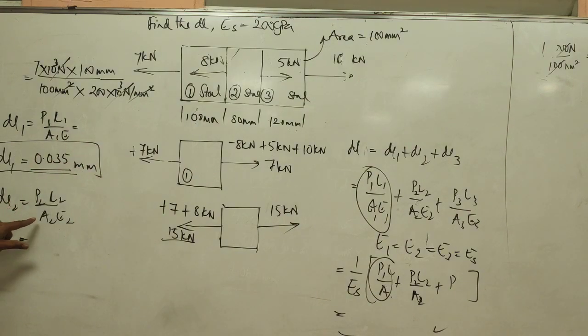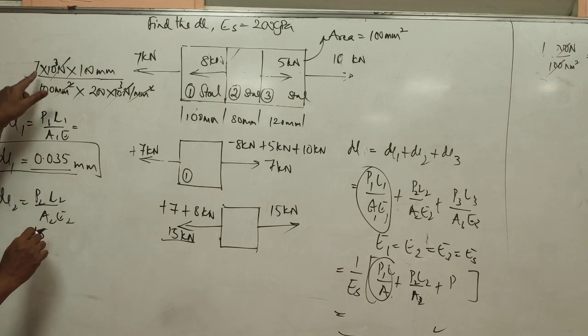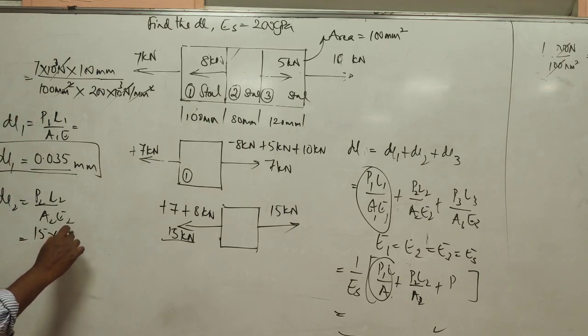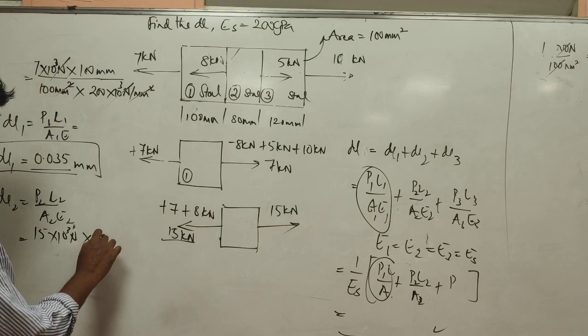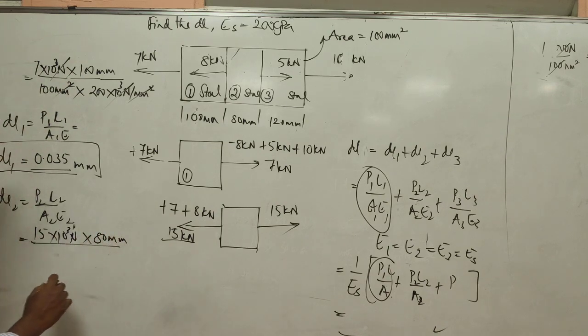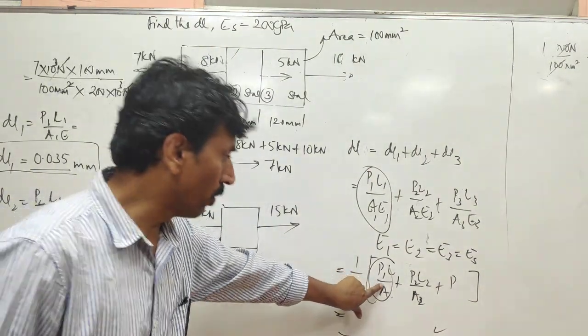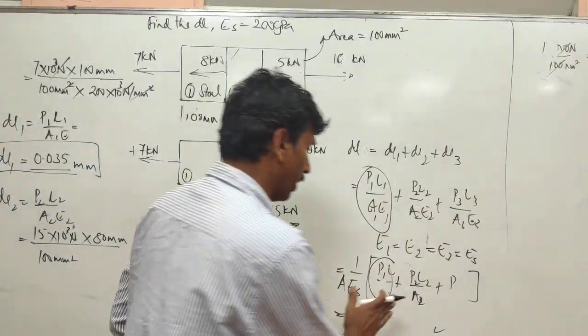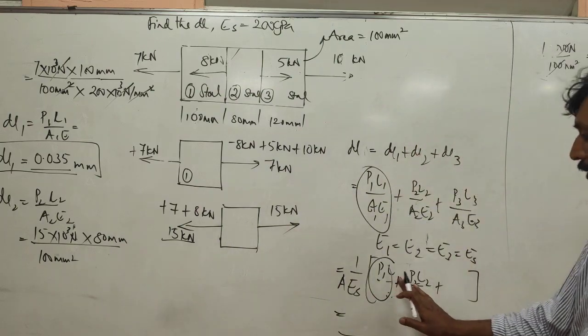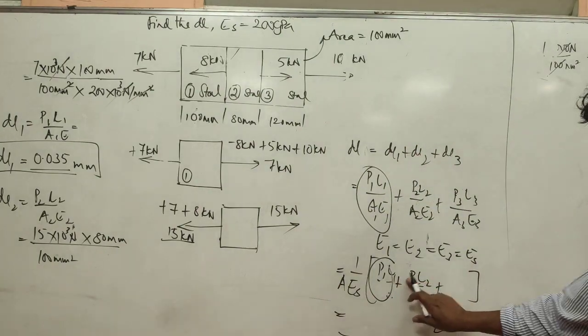The second one, DL2. Substitute these values here. So what is P2, guys? 15 kilonewton. Instead of 7, you write it as 15 into 10 to the power of 3 newtons, multiplied by 80 divided by 100. Guys, here along with the E, we could have also taken A outside. So it will only become P1, L1, P2, L2, P3, L3.